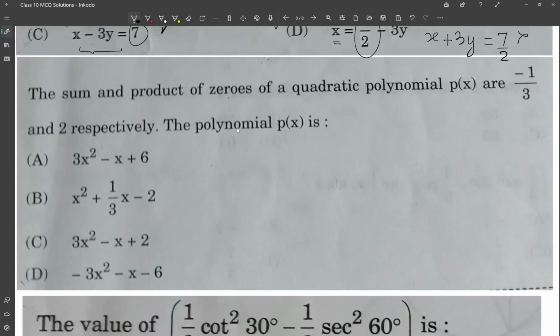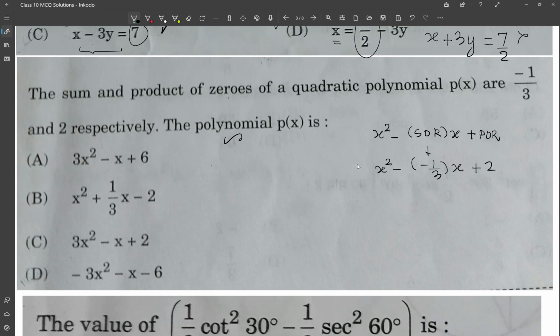The sum and product of zeros of a quadratic polynomial are minus 1 by 3 and plus 2. Now you know how to frame the polynomial. That would be x square minus sum of roots into x plus product of roots. So that is equal to x square minus, in place of sum of roots, minus 1 by 3, x plus product of roots, which is 2.